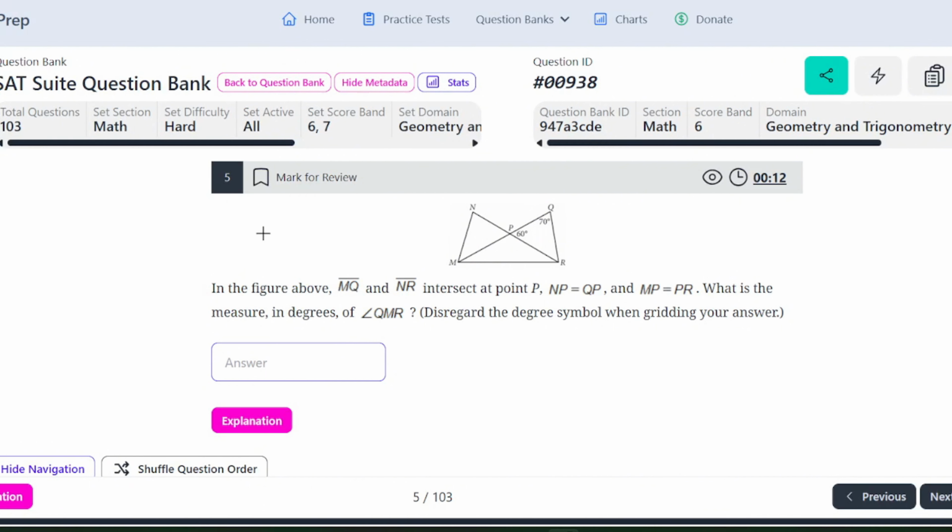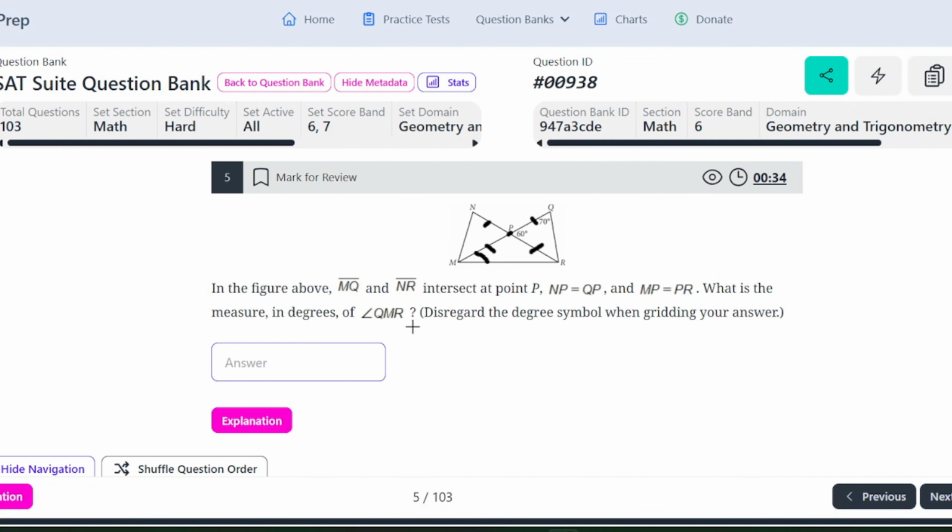Okay, so number 5 here. In the figure above, M, Q, and N intersect at point P. M, Q, and P intersect right there. NP is congruent to QP, and NP is congruent to PR. And we're told to find the value of QMR, so this angle here.